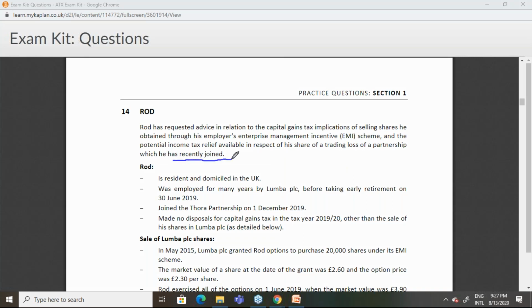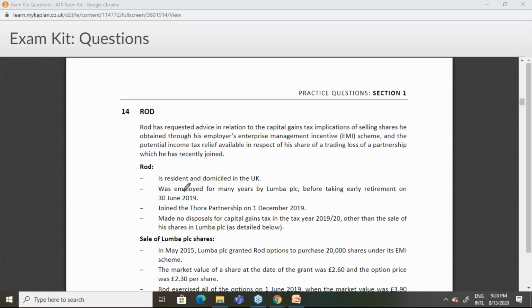When you're applying the basis of assessment rules, recently joined indicates for him, it's a newly started business. So if he has joined for the first time, though the partnership has been running, for Rod, it's a newly started business. He joined for the first time, so then it's a new business for him.